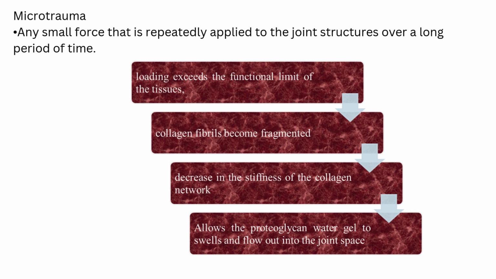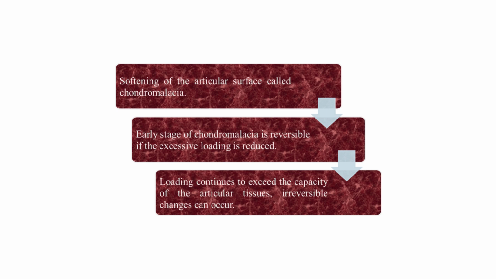Alright, so what happens, like there are parafunctional habits like clenching or bruxism, they increase the occlusal load. Okay, so when the occlusal load increases more than the functional limit of the tissue, the collagen fibrils become fragmented. Okay, now because these collagen fibrils have become fragmented, there is decrease in the stiffness of the collagen network, which allows the proteoglycan water gel to swell and flow into the joint space. So what happens when they flow into the joint space? They basically soften the articular surfaces. Okay, and that is nothing but your chondromalacia.